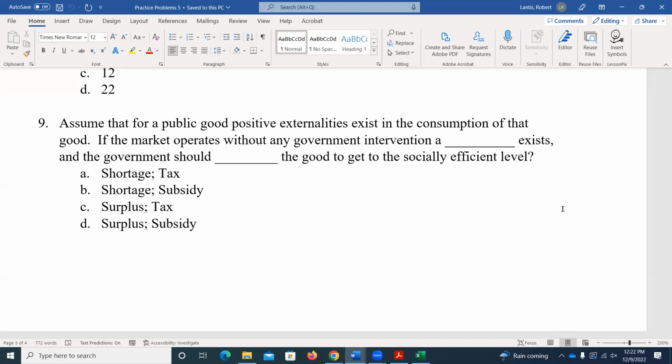Then when we had a negative externality, I didn't draw it all up here, but we had it on the visual. Here's my demand curve. Here is where the perfectly competitive market gets to. Here's where my socially efficient quantity would be. Notice when we have negative externalities, we actually have surpluses, right? The quantity ends up being too high.